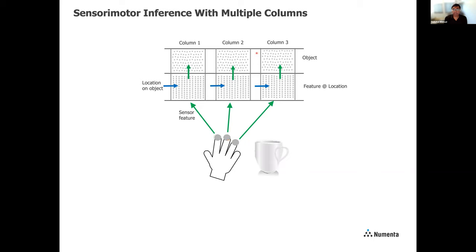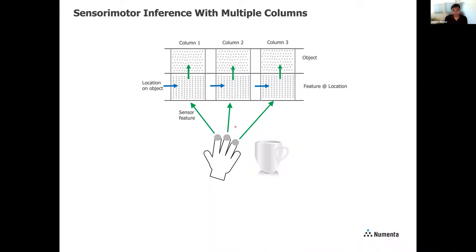And then each cortical column is doing something similar to what I just mentioned there. Each one is getting a location that's on the object. Now the key thing here is that each cortical column is getting a different location signal corresponding to the sensory input that it's responsible for. So depending on where this finger ends up on the coffee cup, you'll get the location of the index finger on the coffee cup. Same thing for the ring finger, and the middle finger. So you get three different location signals coming in.